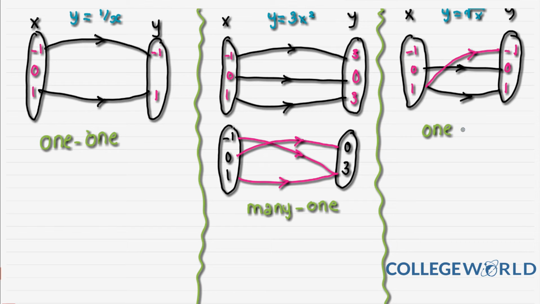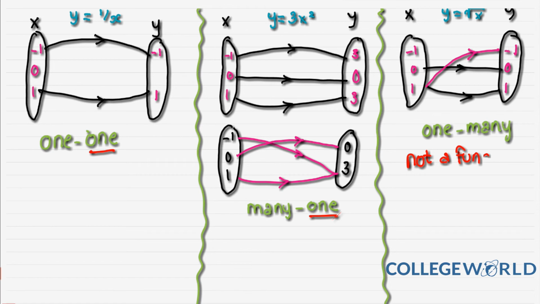so it's called a one-to-many function. Now, a one-to-many function is not a function because the definition of a function is a relationship between x and y where each value of x leads to one and only one value of y. So your end has to be 1.